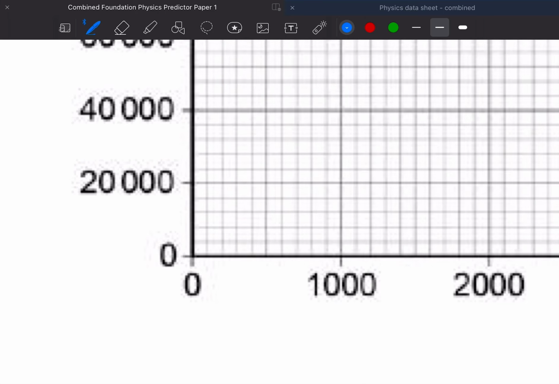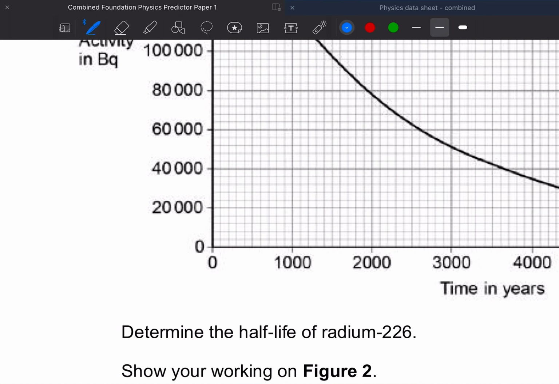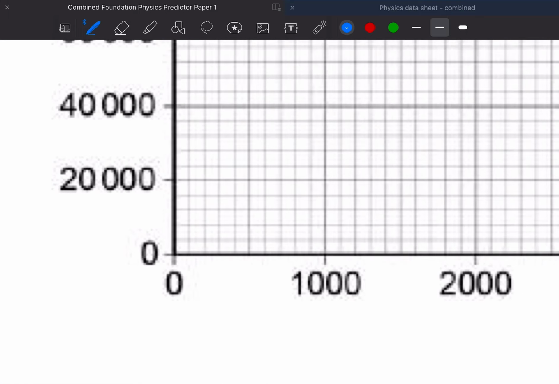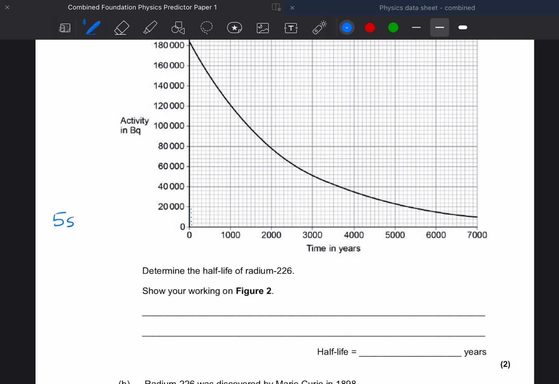So I'll zoom out. What I mean is we need to figure out how many squares make up a certain number on our y-axis. So we've got 1, 2, 3, 4, 5 squares here. Each 5 squares is a difference between 0 and 20,000. The next 5 squares, we've got another 20,000 increase, and another, and another. So each 5 squares is worth 20,000 becquerel.